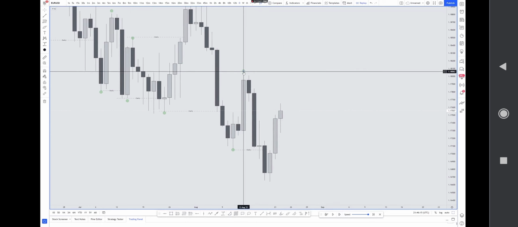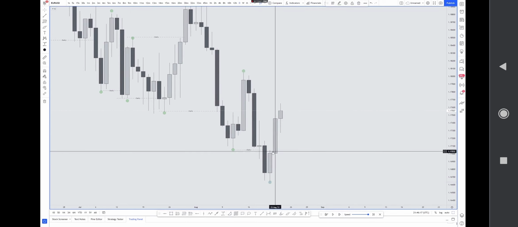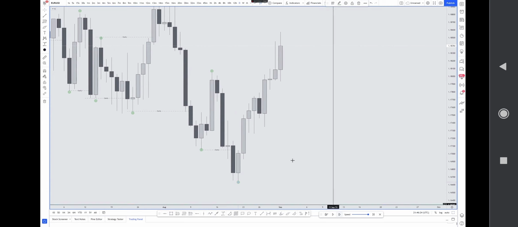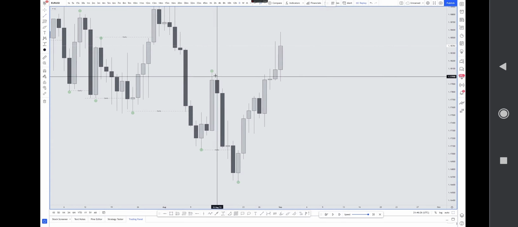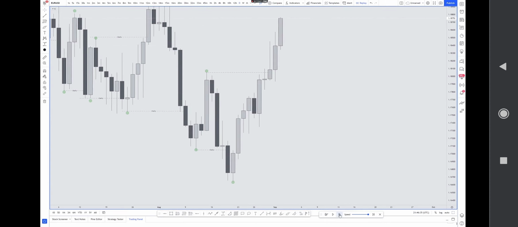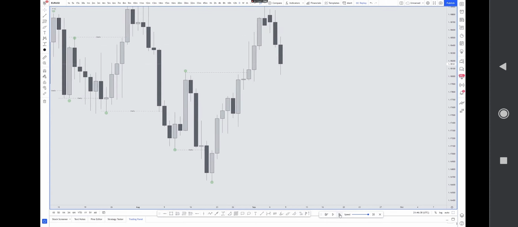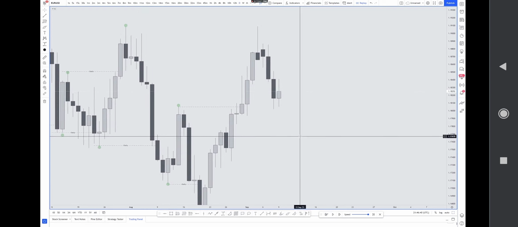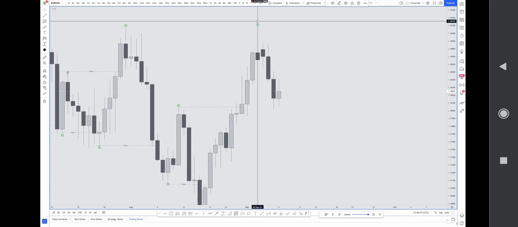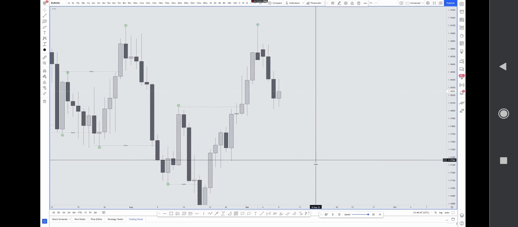So once again, we create new structure. The bearish order flow is still continuing. And we now take this high. So now you could say we are unconfirmed bullish. We got our first bit of pullback. And that's about as far as we'll take the daily.